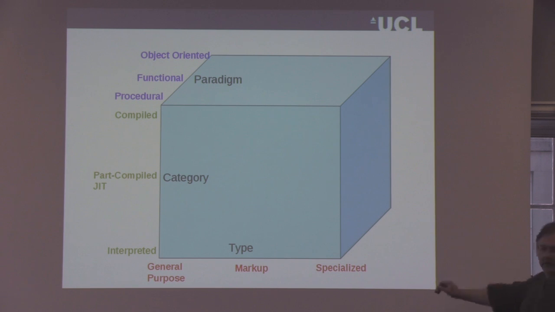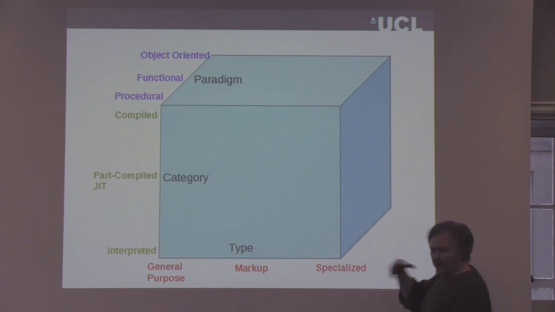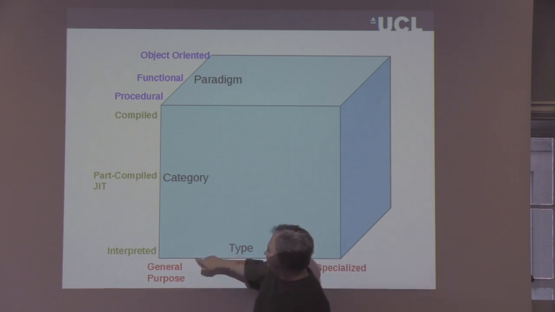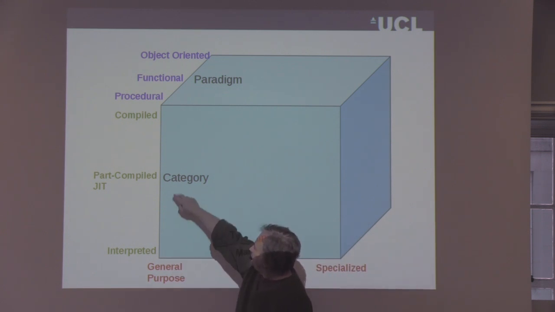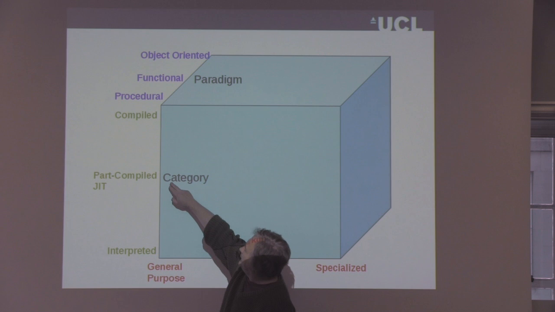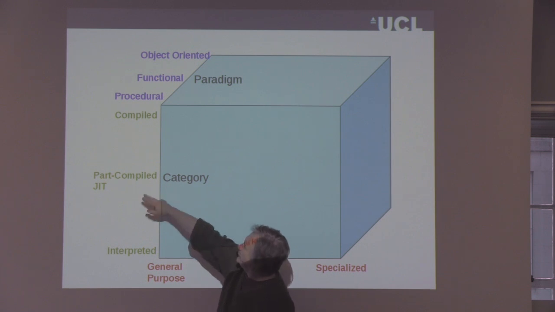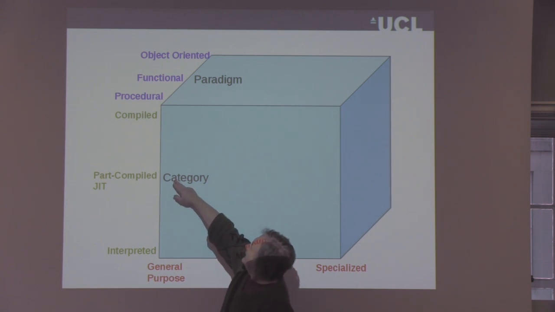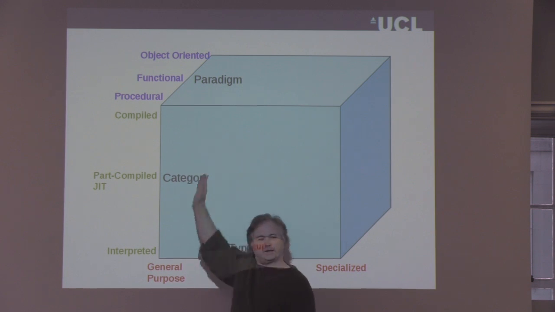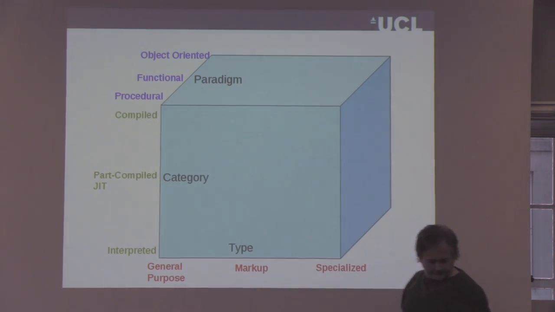The one thing I will tell you is that Python, which is what you're going to be learning about, is general purpose. So it's here. It's part compiled, or just-in-time compiled. That's what JIT stands for, just-in-time. And it's object-oriented. So we're kind of at the back in the middle of this bit.